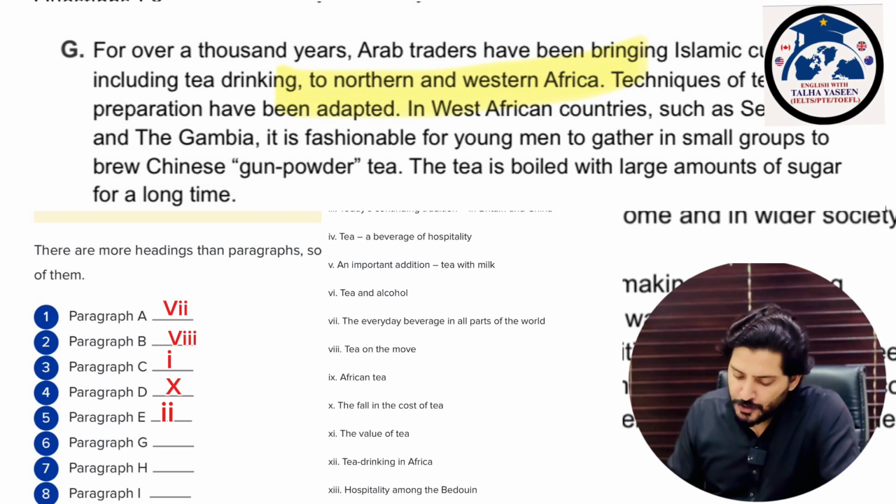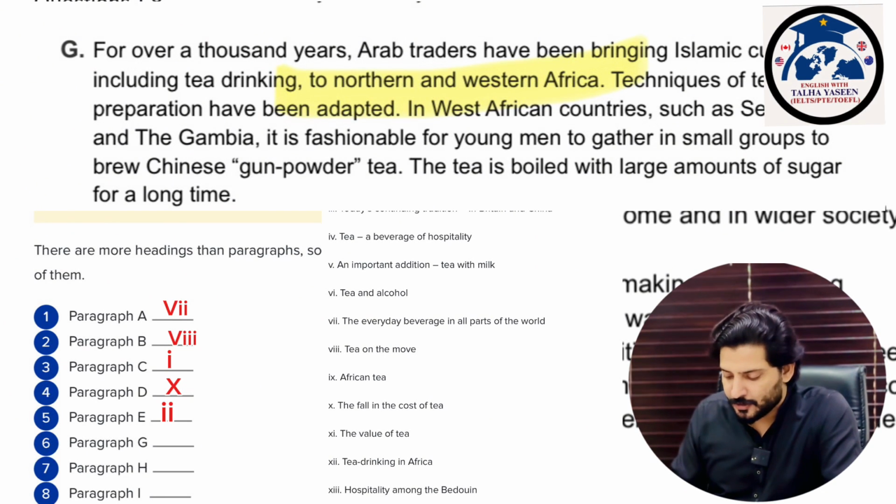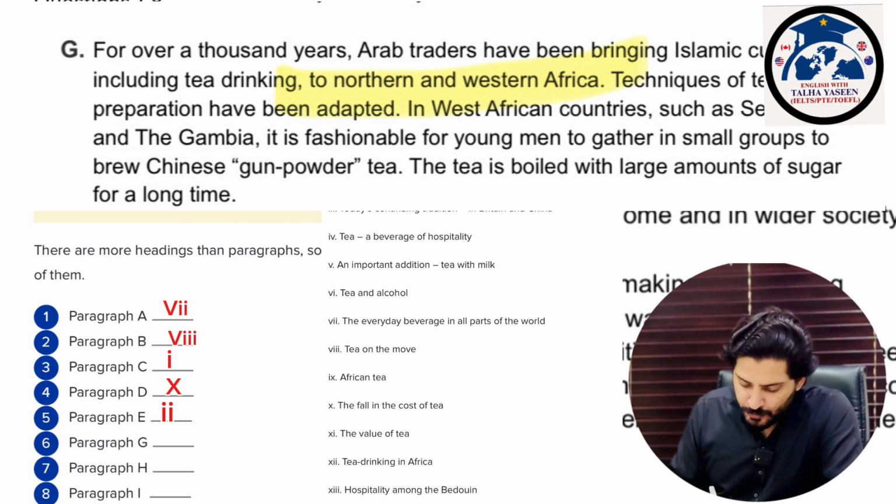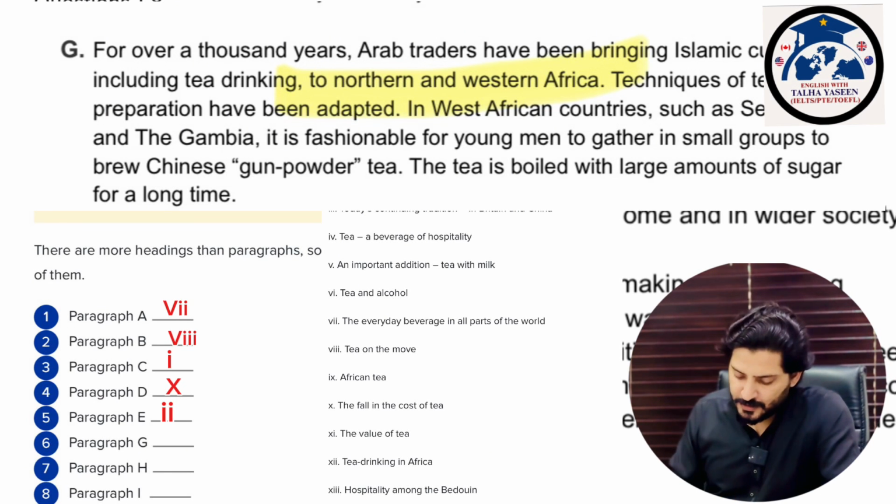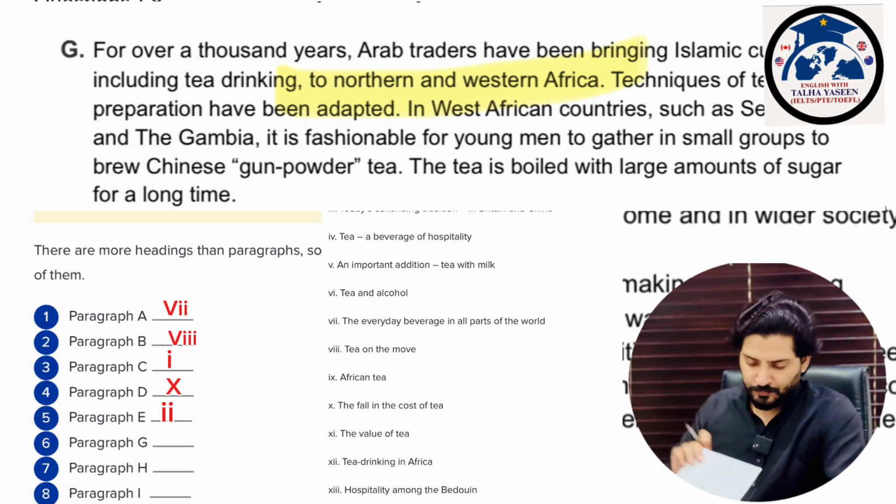For over 1,000 years, Arab traders have been bringing Islamic culture, including tea drinking, to Northern and Western Africa. Techniques of tea preparation and the ceremonial involved have been fashionable for young men to gather in small groups to brew Chinese gunpowder tea. The tea is boiled with large amounts of sugar for a long time.